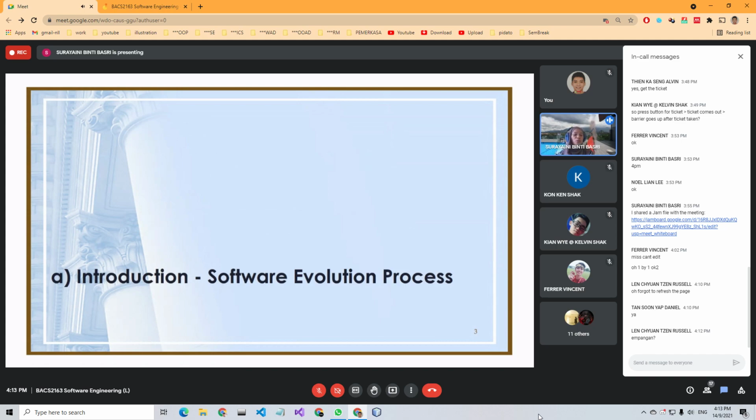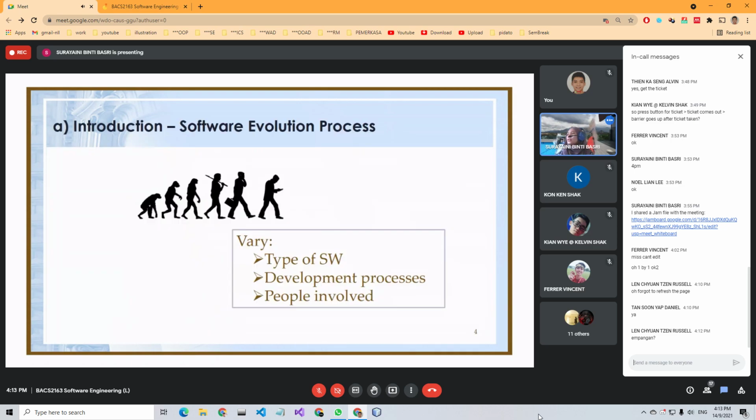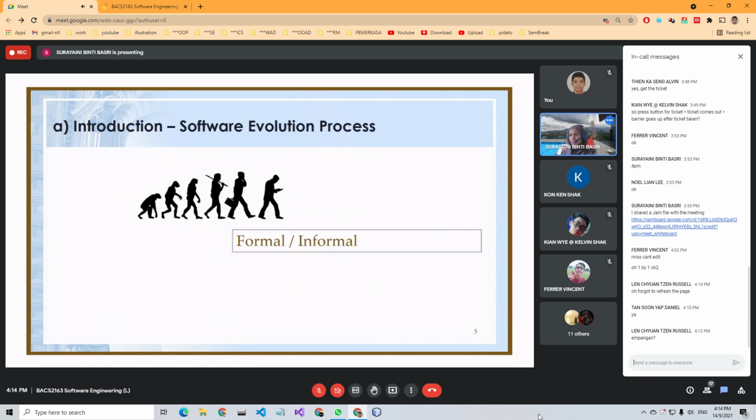This is the introduction of what is actually the process in software evolution. The software evolution process actually varies based on the type of the software, the development process that you choose to develop that type of software, and the people involved in the development. Some software companies will make it formal, some software houses may make it informal.